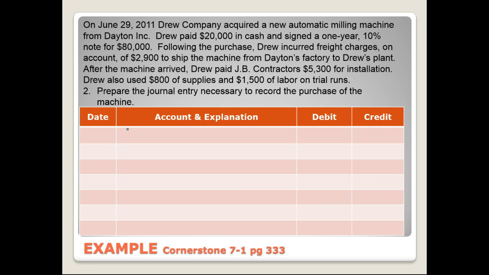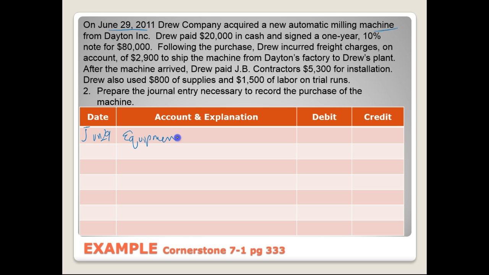Now, what would the journal entry look like that we would need to use to record the purchase of the machine? Well, we have a new operating asset. So as of June 29th, 2011, we have this brand new operating asset. What account name would we use? Well, it's a machine. So I would choose of property, plant, or equipment, I would choose equipment.